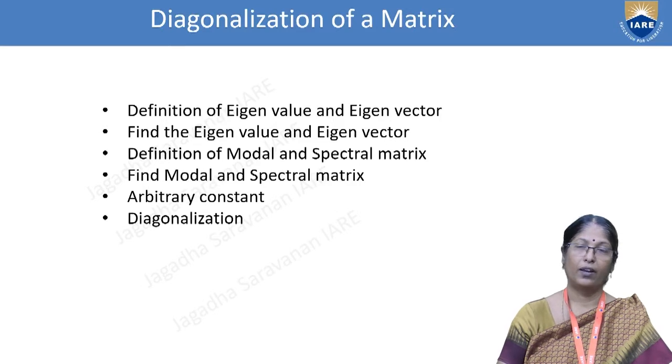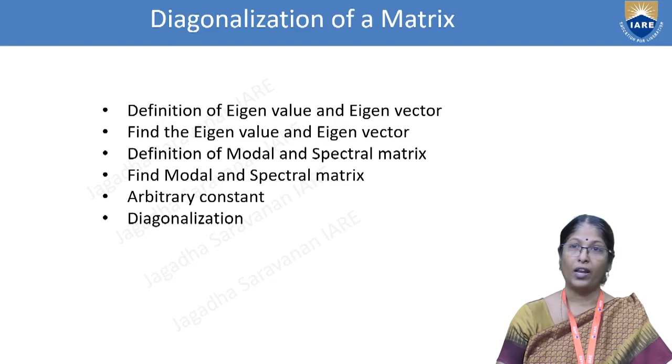To complete the lecture, we are going to discuss in detail the definition of eigenvalue and eigenvector, then how to find the eigenvalues and eigenvectors, the definition of modal matrix and spectral matrix, how to find the modal and spectral matrix, arbitrary constant, and how to diagonalize the given matrix, that is diagonalization. All these topics will be covered while solving the problem.